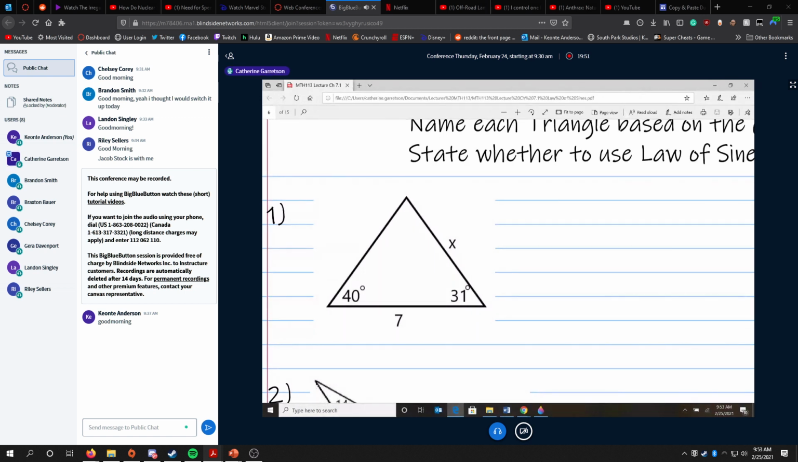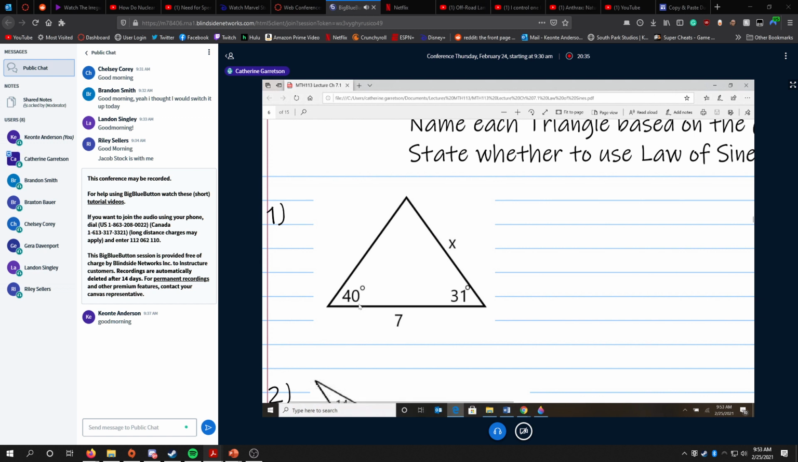ignoring the X and looking at the information you're given, what would I call this triangle? Anybody want to step out and say? Anybody want to give some letters to it? I'm talking about A's and S's. What is this? Y'all are not saying anything. Okay. Well, let me say it then.